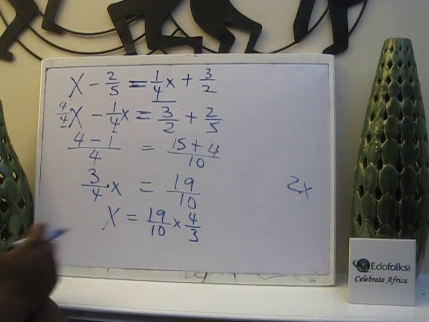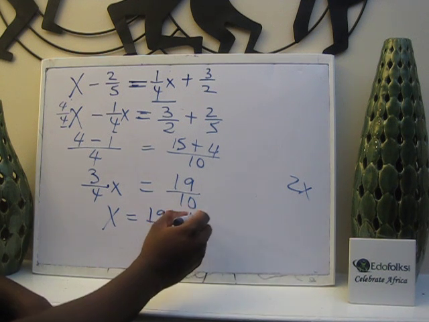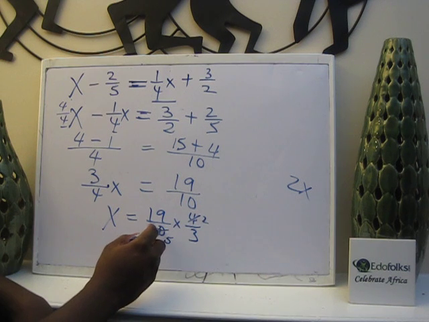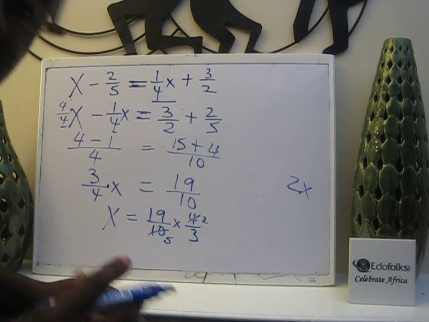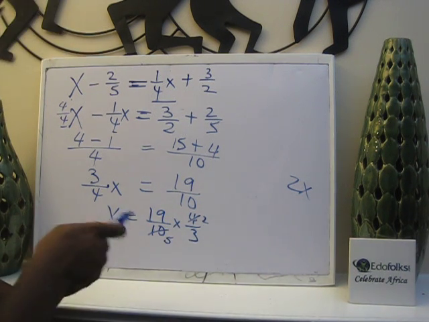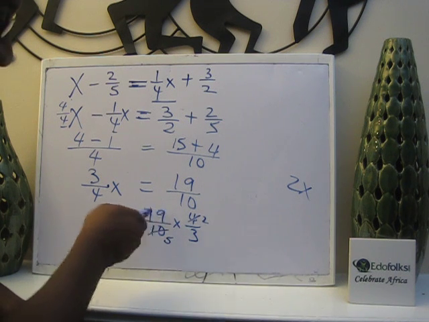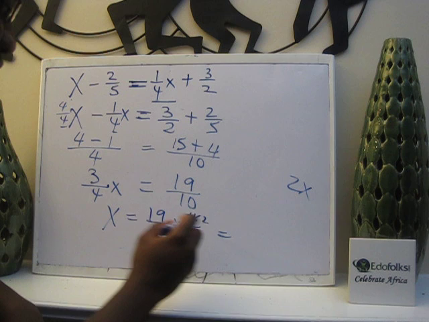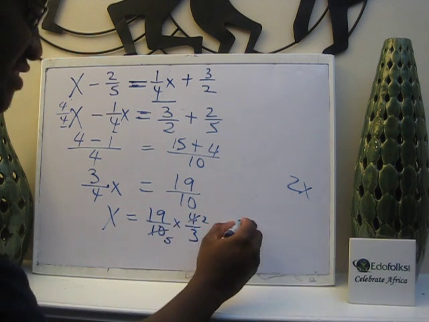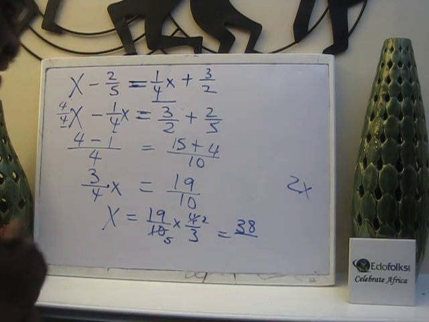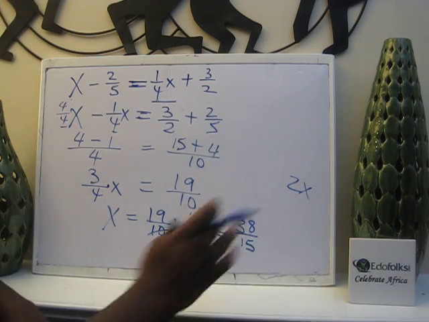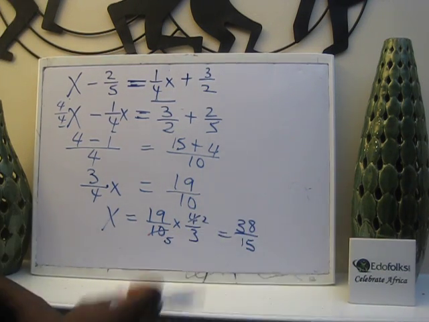Obviously, we have to reduce. 19 is a prime number, nothing will reduce it. 2 will reduce 4 and 10. So 2 here is 2, 2 into 10 is 5. Always reduce before you multiply. Anything at the bottom can reduce anything on top, if it's possible. So now our answer will be 19 times 2 is 38, divided by 5 times 3 is 15. This is an improper fraction, 38/15.